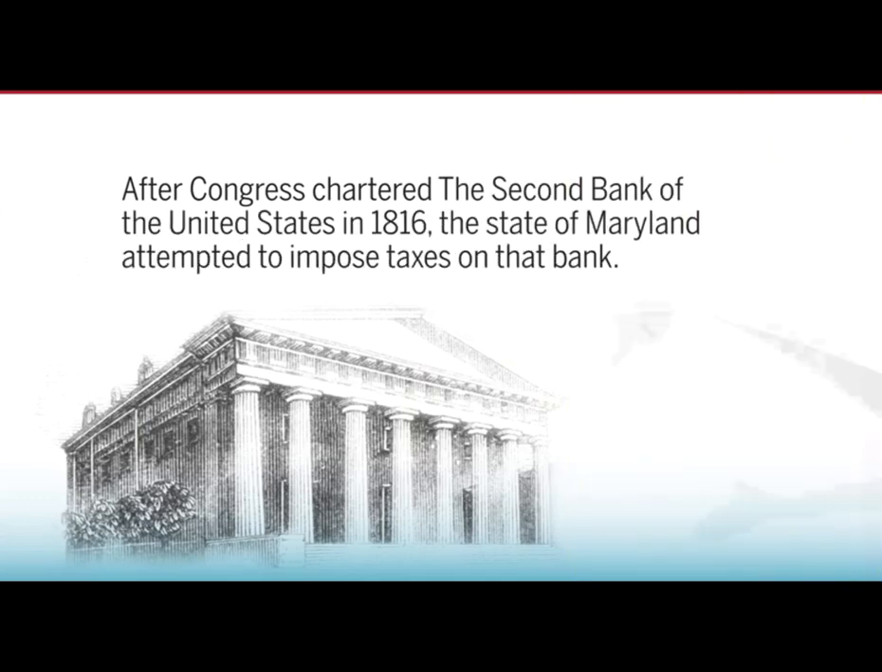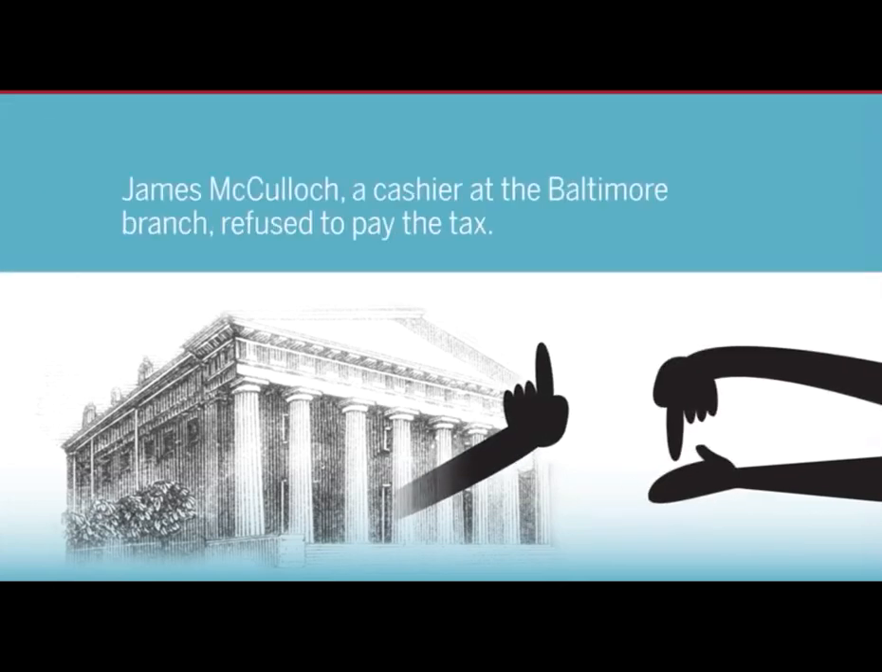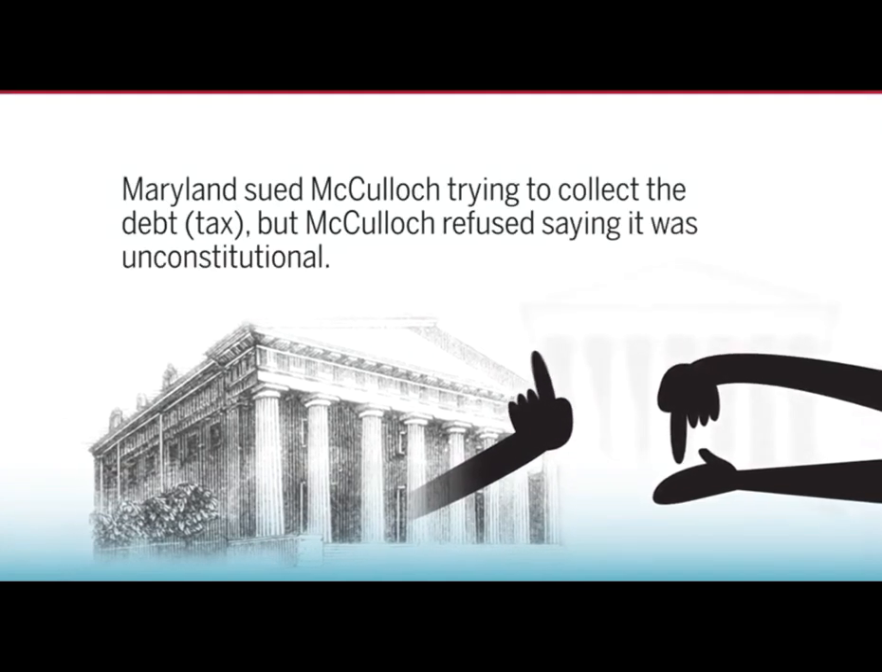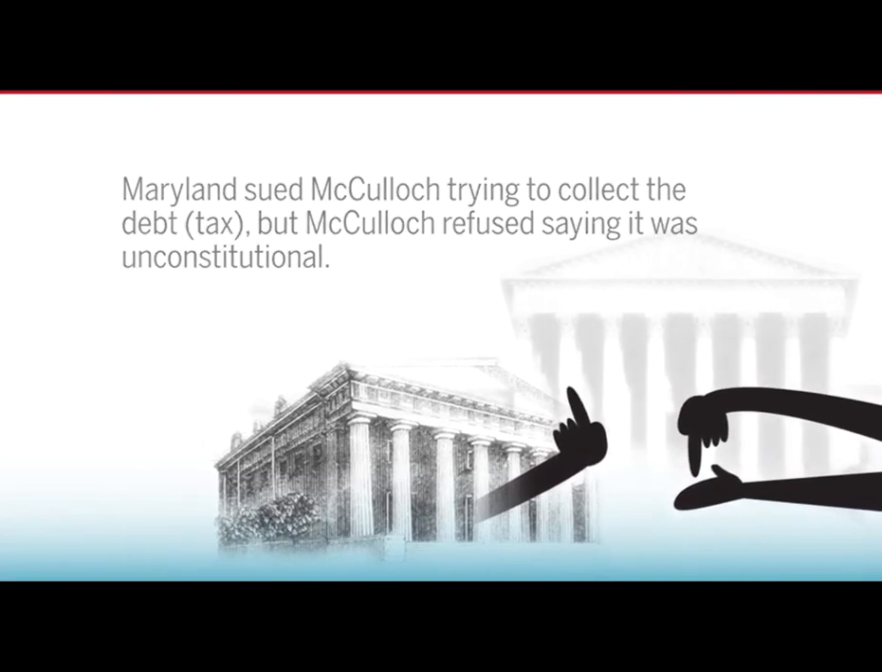After Congress chartered the Second Bank of the United States in 1816, the state of Maryland attempted to impose taxes on that bank. James McCulloch, a cashier at the Baltimore branch, refused to pay the tax. Maryland sued McCulloch, trying to collect the debt, but McCulloch refused, saying it was unconstitutional.